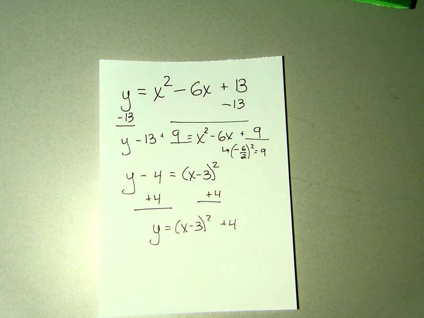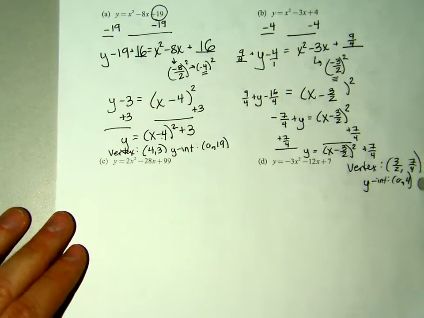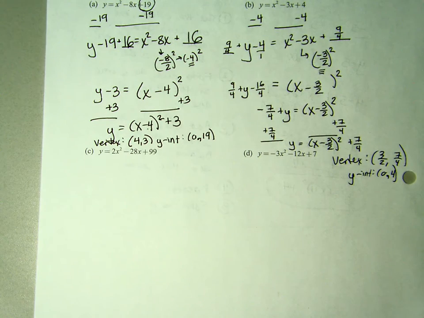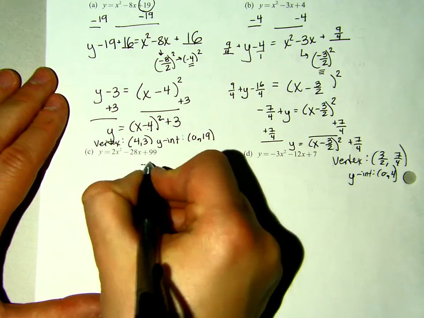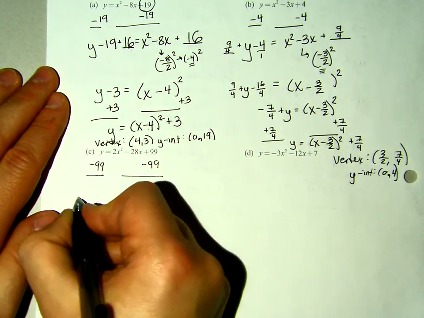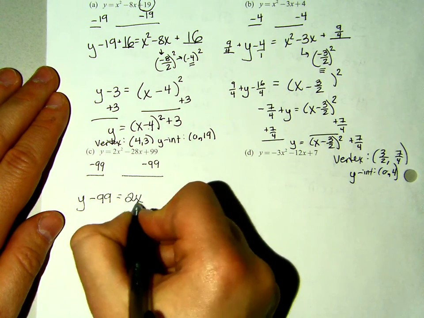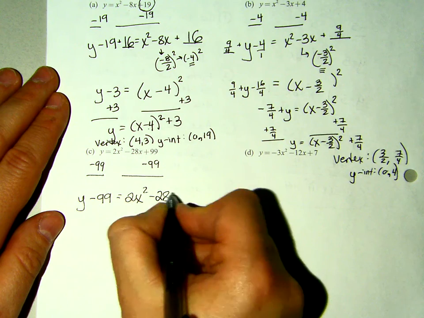Nod your head if you're with me, more or less. Okay, it's tougher when there's an A value out front. That's what we need to look at with C and D. The first step in C is very, very easy. Subtract 99. Minus 99, minus 99, that is nothing new. Y minus 99 equals 2x squared minus 28x.